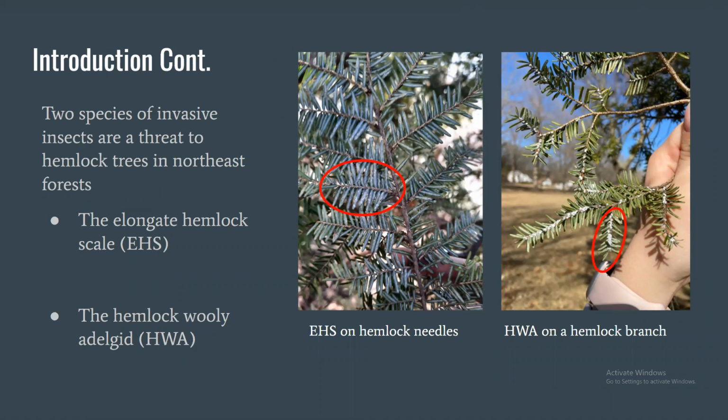So we focus on two invasive species, the first being the elongate hemlock scale, which you can see on the left. It presents itself as brown dots on the underside of the needles of the hemlock tree, as well as the hemlock woolly adelgid, which you can see on the right, which presents itself as a white fluffy substance that makes a bead at the base of each needle.